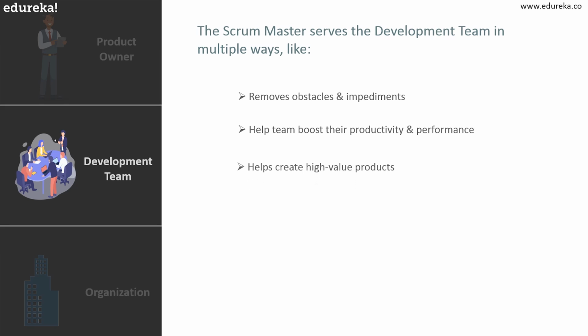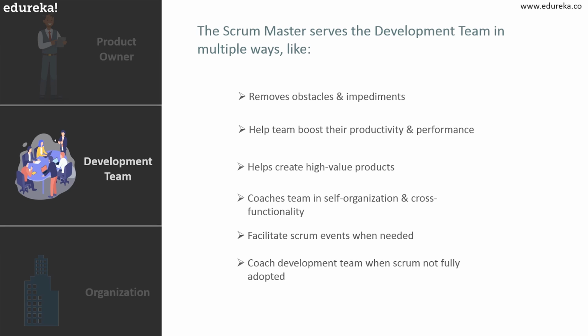Just like he did for the product owner, he facilitates Scrum events as and when requested by the entire team. Importantly, he makes sure that the entire team understands and follows the Scrum values and principles. And sometimes it's quite possible that the organization is really new to Scrum. So the team and the product owner, both of them don't know much about Scrum. So in such cases, Scrum Master, who is well versed in Scrum principles, guides the team when Scrum is not yet fully adopted and understood.